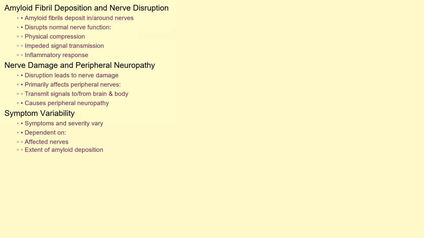Let's delve into the pathophysiology. Amyloid fibrils, once deposited in and around the nerves, disrupt their normal function. They physically compress the nerve fibers, impede the transmission of nerve signals, and even trigger an inflammatory response. This disruption leads to nerve damage, particularly affecting the peripheral nerves, which are responsible for transmitting signals between the brain and spinal cord and the rest of the body. The specific symptoms and severity depend on which nerves are affected and the extent of the amyloid deposition.